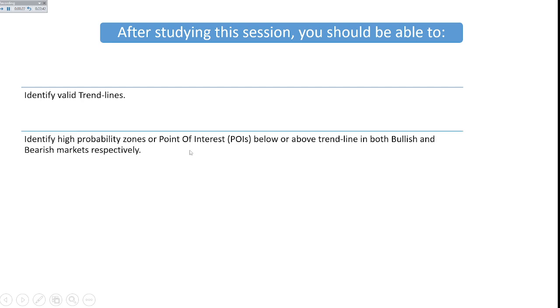So moving on to the next: identify high probability zones, where the point of interest is below or above trend lines in bullish and bearish markets respectively. In a bullish market, you take a look at your trend line highs, and you take a look at whether your point of interest is above your trend line. Therefore, if a point of interest is above your trend line, then you should be looking closely at trend line liquidity.